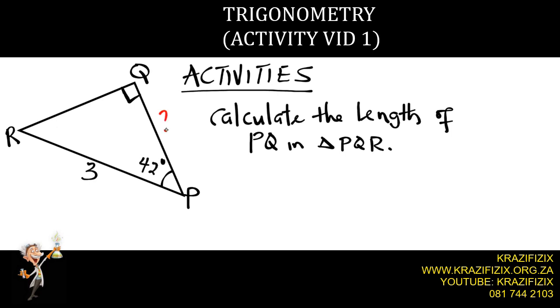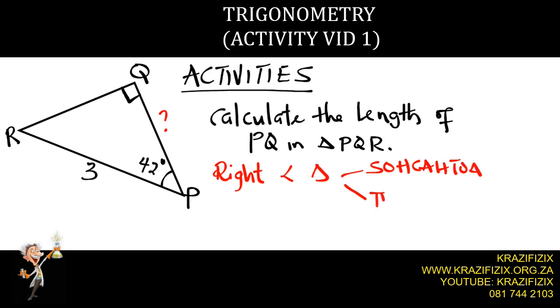Whenever you have a right angle triangle, and this we need to start thinking of from grade 10, you need to think of two things only. You need to think of your SOHCAHTOA, and you need to think of your theorem of Pythagoras. These are the two things you need to think about consistently. So 90 degrees, think about this. Now I have this to find.